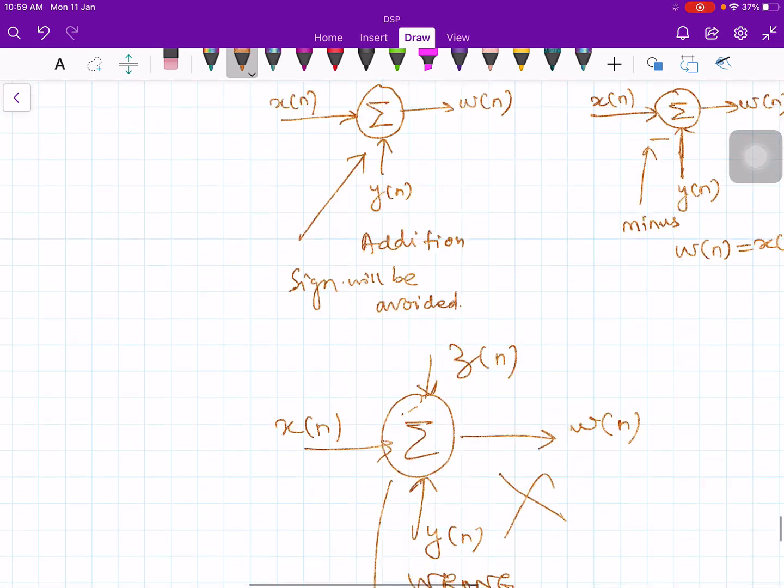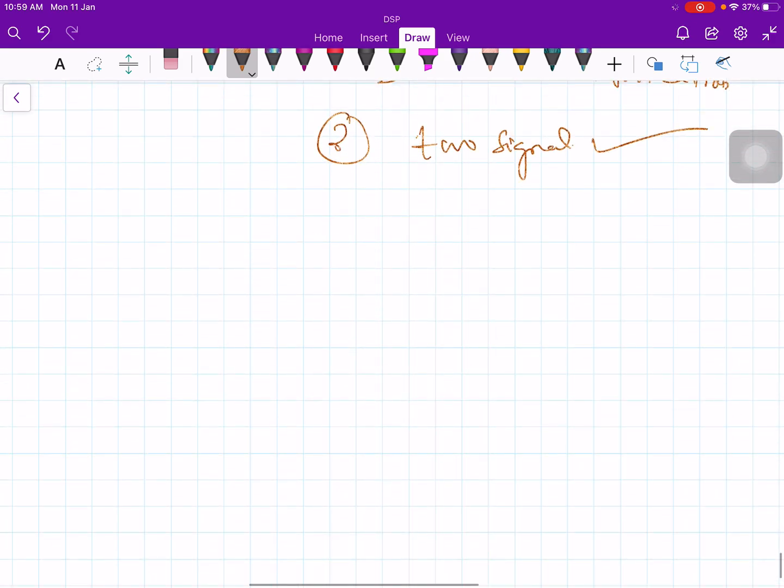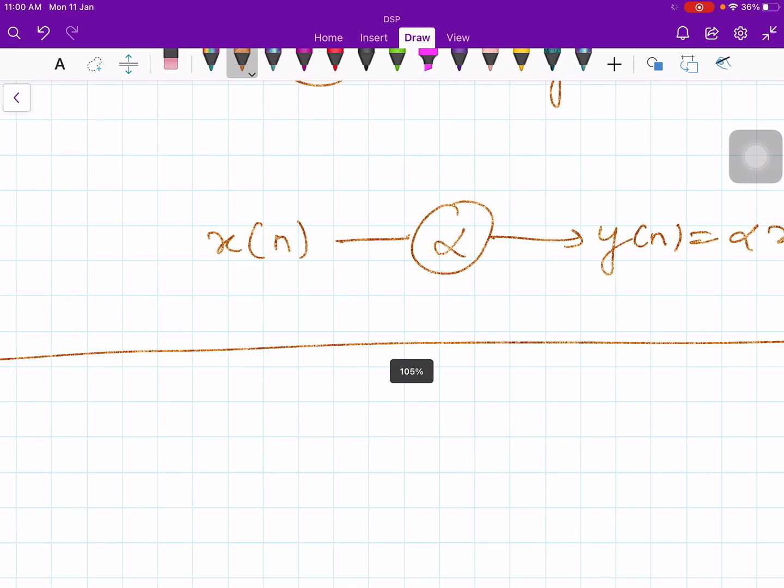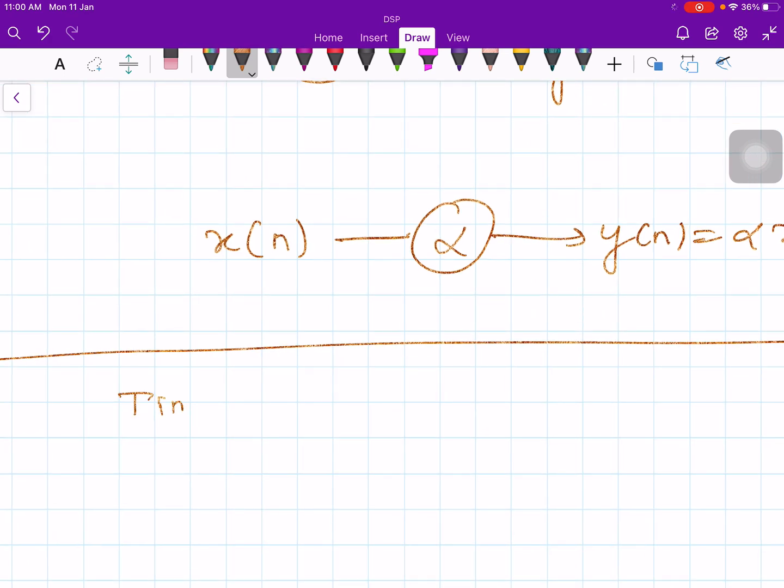But when I say scalar multiplication, then x of n is multiplied by a number, some alpha. Therefore your output y of n is equal to alpha times x of n. All sample values are multiplied by this constant alpha. So we put alpha inside the circle. So this is a scalar multiplication, and it is not a multiplication of sequences. It is a multiplication of a number. And the next one is time reversal operation.